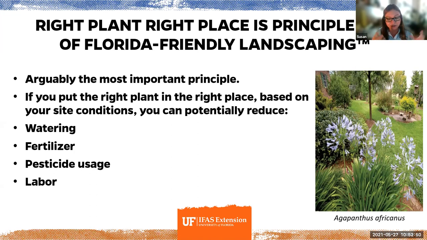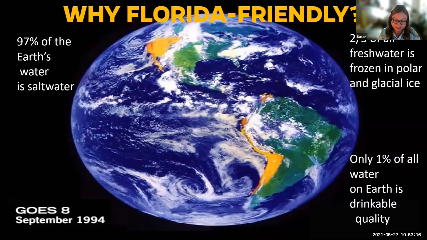You're going to end up, it's going to turn yellow. Again, it's not happy. It's not in the right place. So you're going to end up using all this fertilizer on it. And of course, that's not a good thing either. So putting the right plant in the right place based on your site conditions and what that plant needs is really, really important. You're going to reduce your watering, your fertilizer usage, your pesticide usage, as well as your labor and your stress too. Plant stress and human stress.